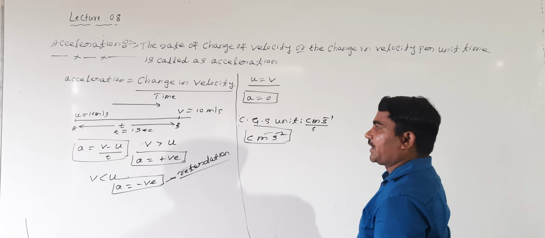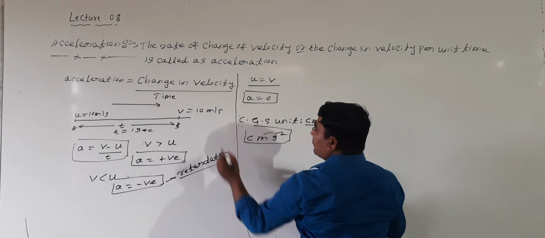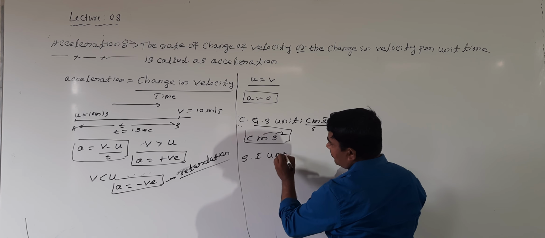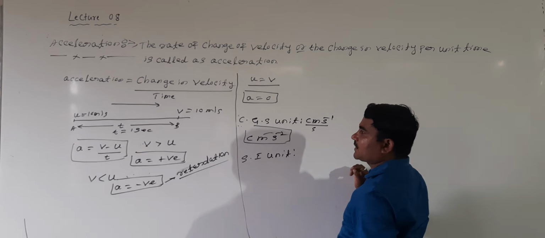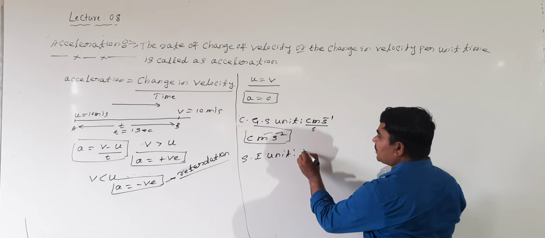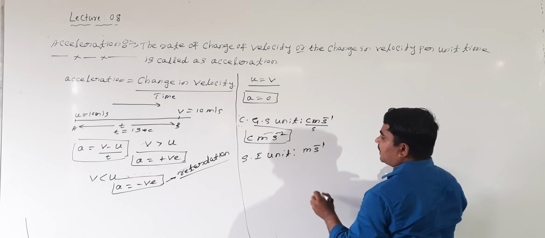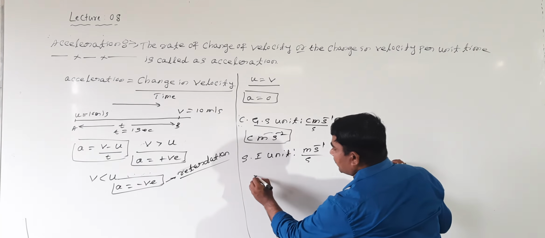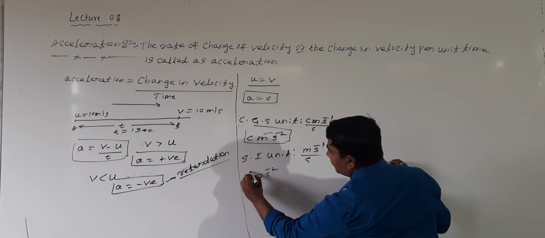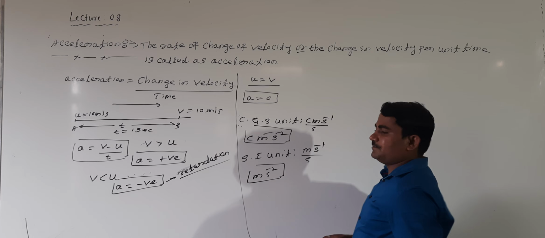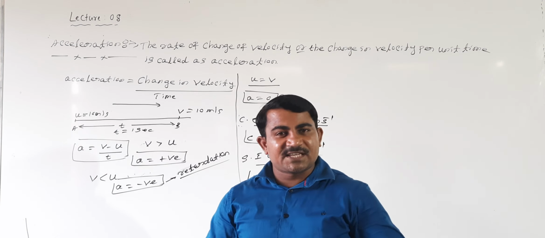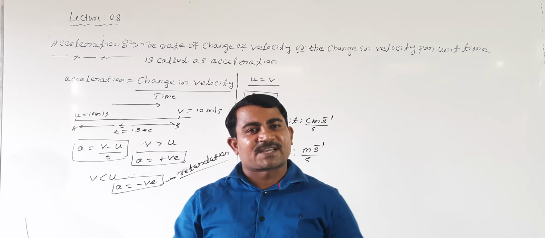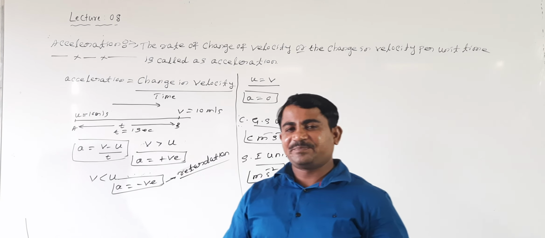Then what is the SI unit here? What is the SI unit of the velocity? What is change in velocity? That is meter per second in SI unit, divided by time, also second. Then the SI unit is meter per second square. Right? If the CGS unit is centimeter per second square, then the SI unit is meter per second square.